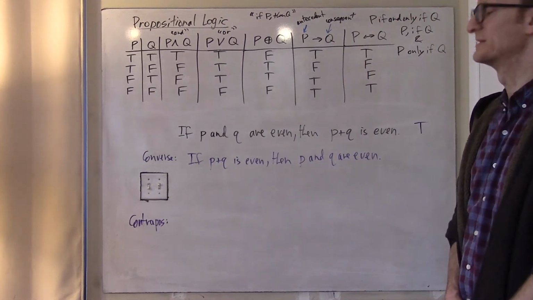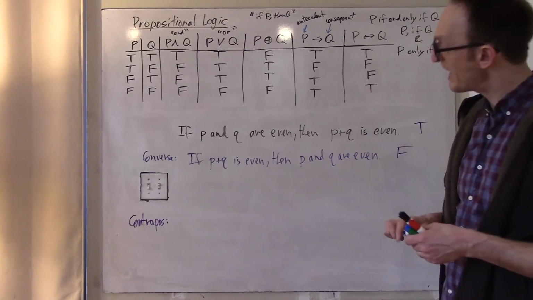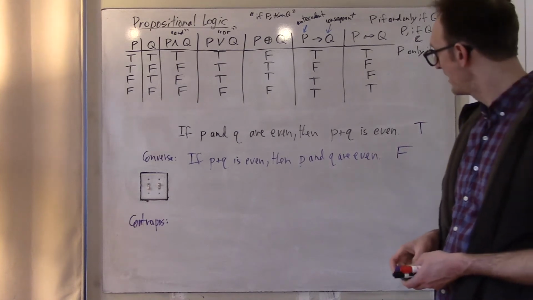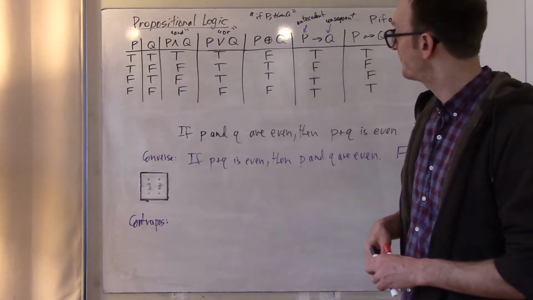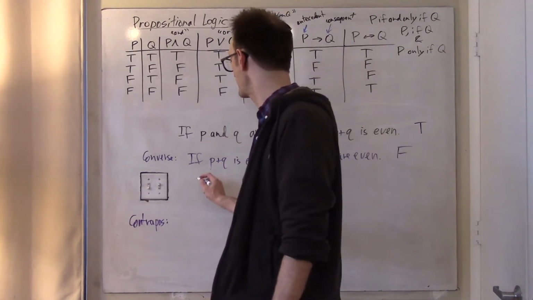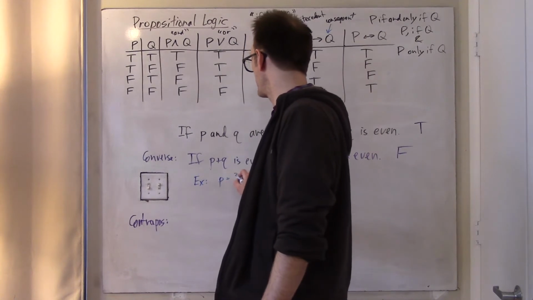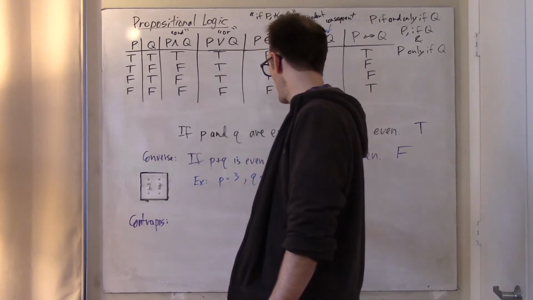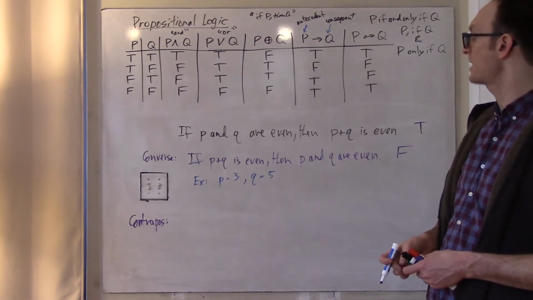That is false. That is false because it's possible for the sum of two numbers to be even, and yet those two numbers are not even. For example, here's what's called a counterexample. P could be 3 and Q could be 5. Now we have that 3 plus 5 is 8, and yet P and Q are not even.